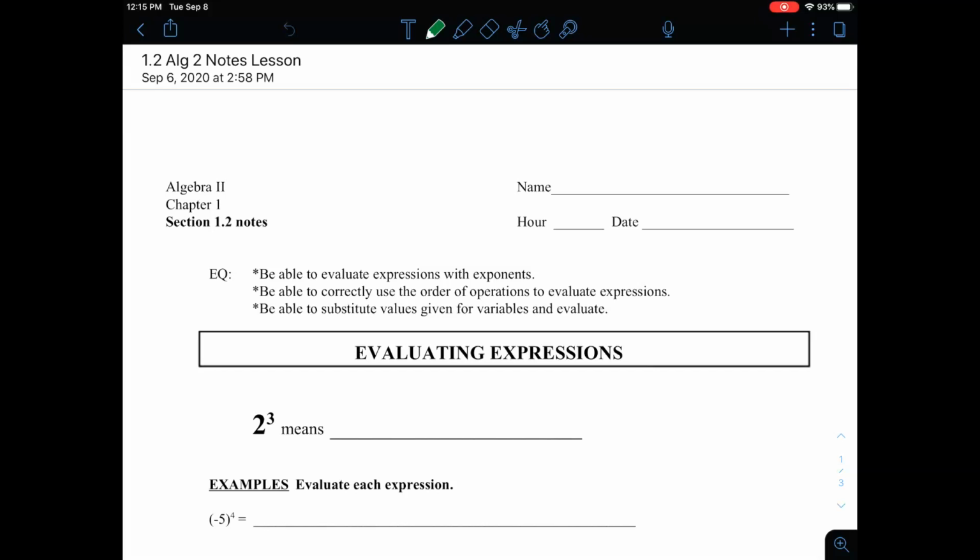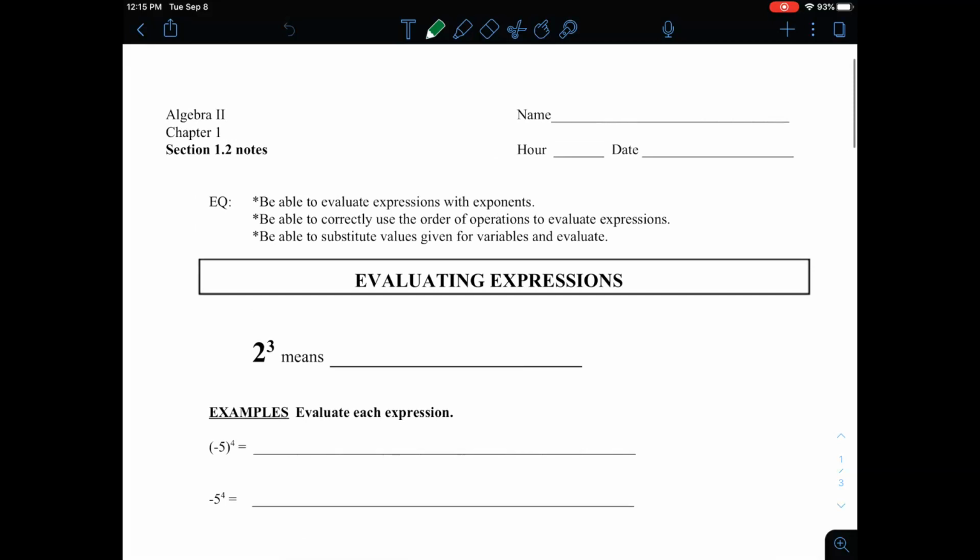This is a lesson for 1.2, which is evaluating expressions. And yeah, we'll get right into it here. I'll post the completed notes as well as the blank notes for you to take notes, and then you can go ahead and get going on your homework. So yeah, hope we have a nice lesson here.